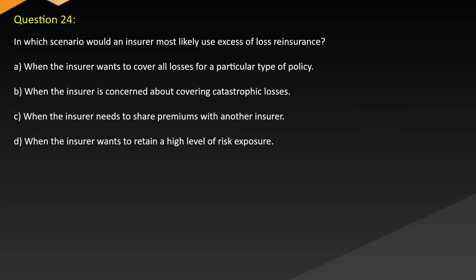Question 24. In which scenario would an insurer most likely use excessive loss reinsurance? A. When the insurer wants to cover all losses for a particular type of policy. B. When the insurer is concerned about covering catastrophic losses. C. When the insurer needs to share premiums with another insurer. D. When the insurer wants to retain a high level of risk exposure.